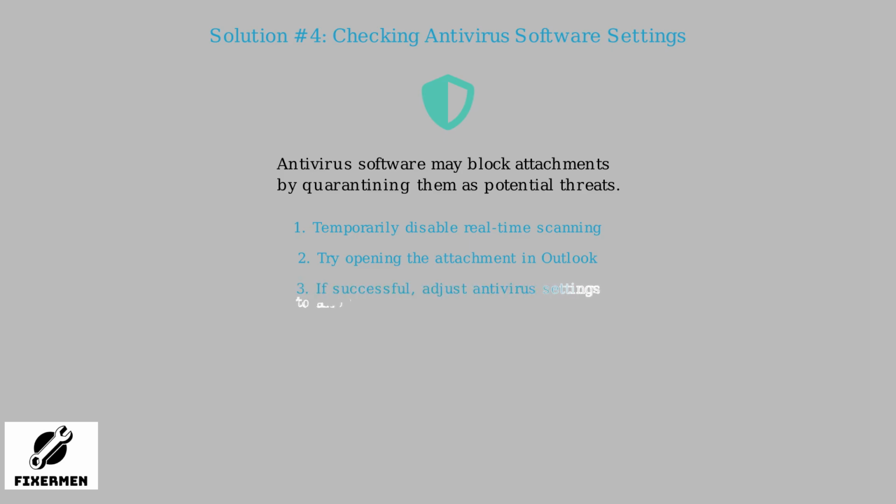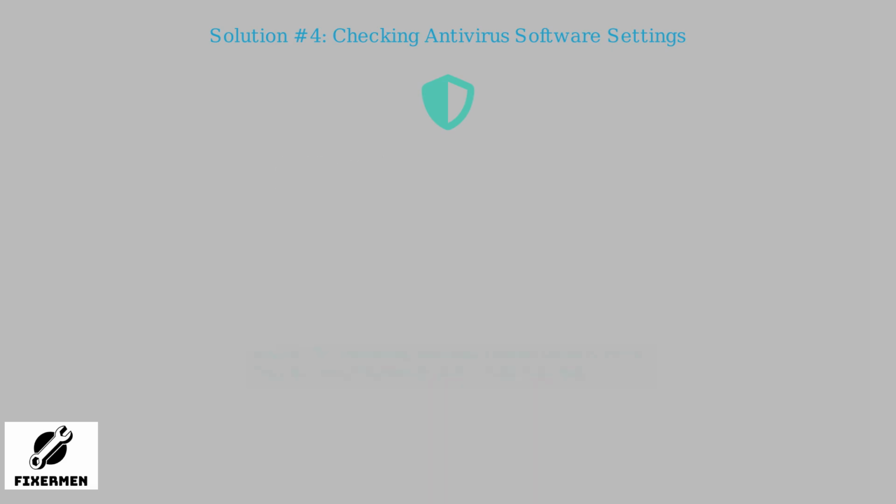If this resolves the issue, permanently adjust your antivirus settings to create exceptions for Outlook and allow email attachments from trusted sources. Important warning: only disable antivirus temporarily and at your own risk. This step should be approached cautiously to avoid exposing your system to malware.